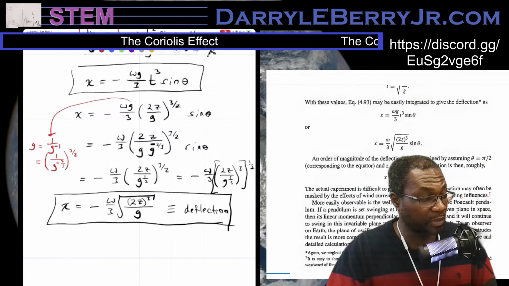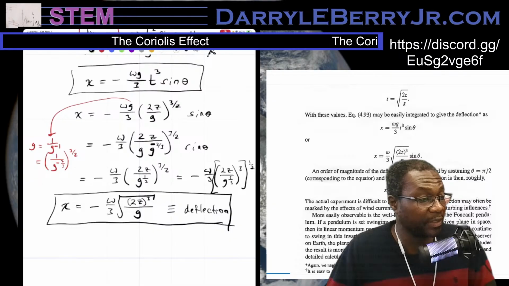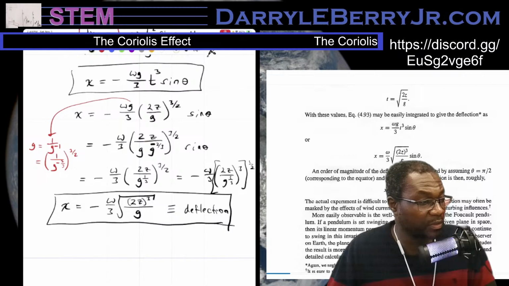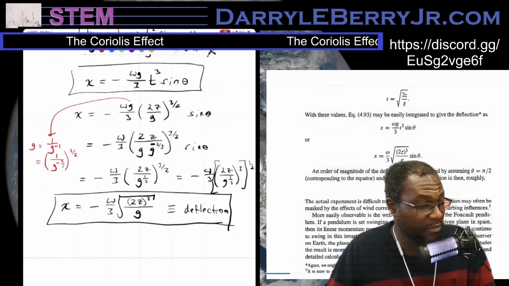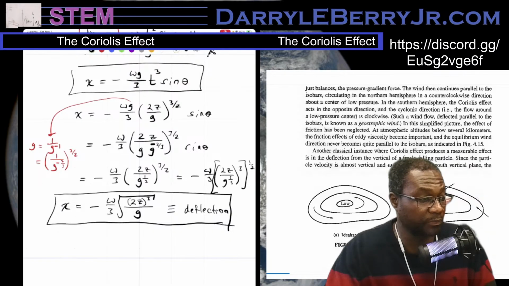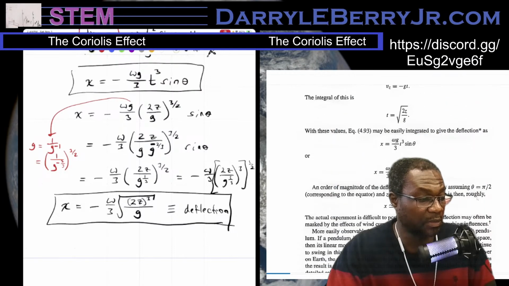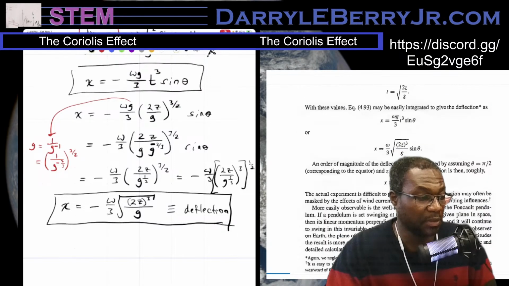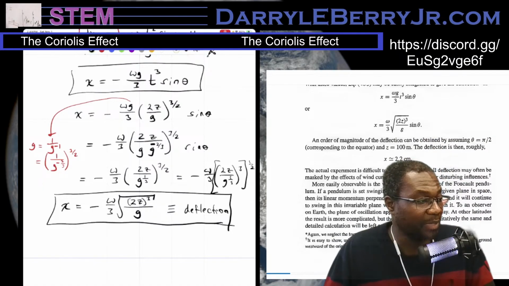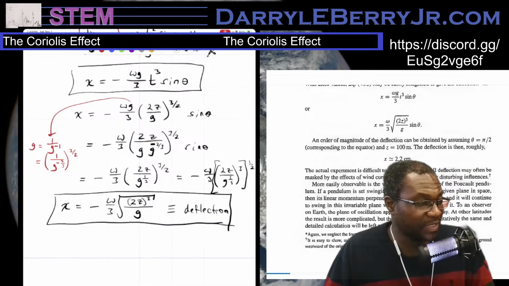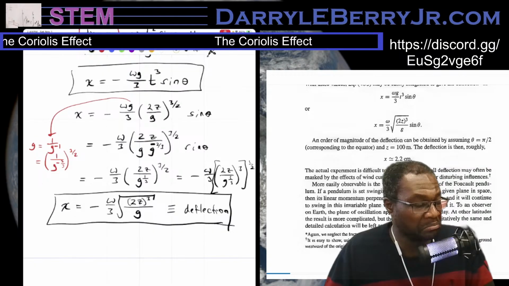An order of magnitude of deflection can be obtained by assuming theta is pi over 2, corresponding to the equator, and z is 100 meters. The deflection is then roughly 2.2 centimeters. The actual experiment is difficult to perform, as the small deflection may often be masked by the effects of wind currents, viscosity, or other disturbing influences. All right.